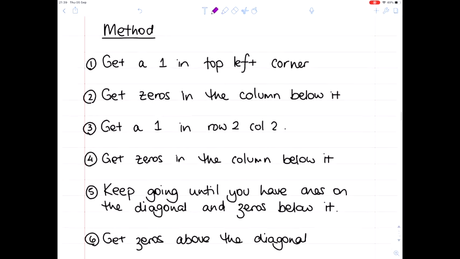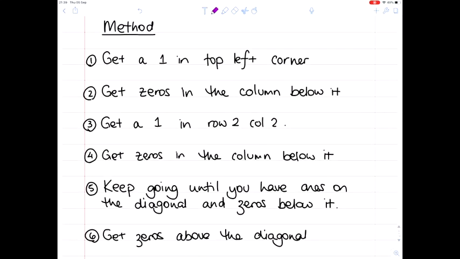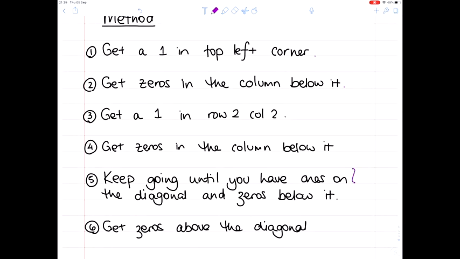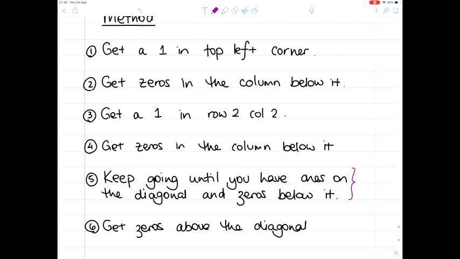And the method, which I'm summarizing here, is basically the idea: you get a 1 in the top left corner, you get zeros in the column below it, then you move on to the second column, and in row 2, column 2, you get a 1, make sure that you get zeros above and below it, and keep going until ideally you have 1s on the diagonal of the matrix and zeros below it. So this is the basic method. As we saw last week, it doesn't always work. We kind of have to deal with cases where we get rows of zeros and things, but this is the basic idea.